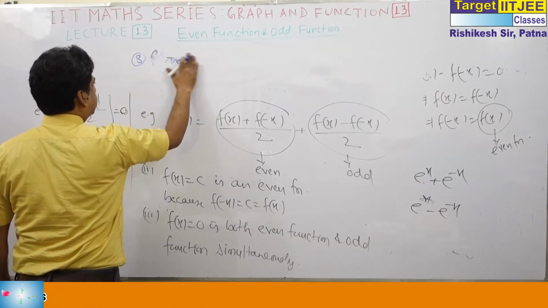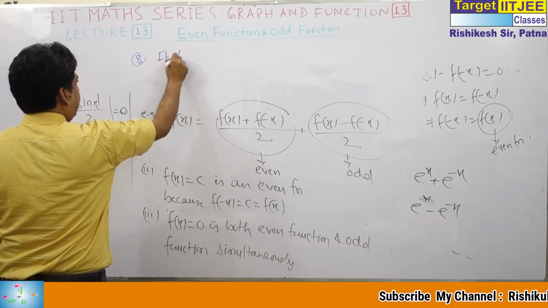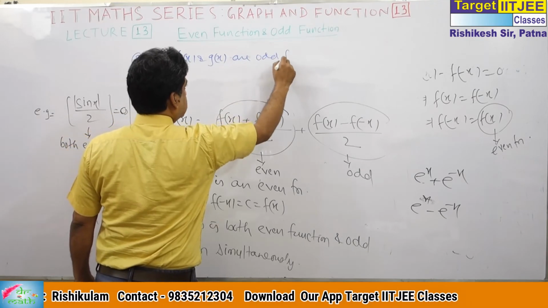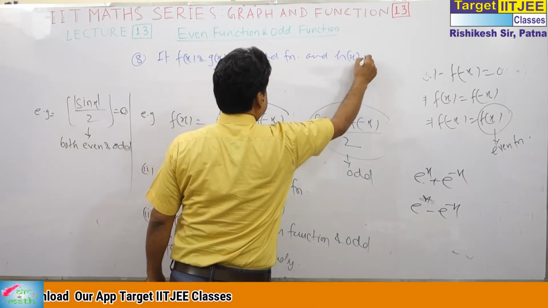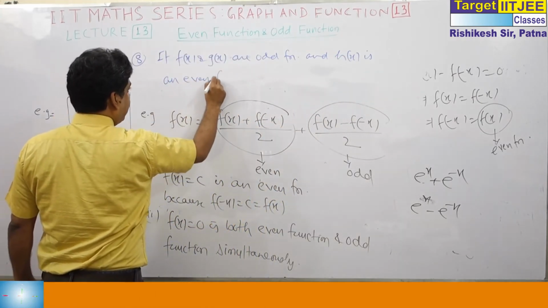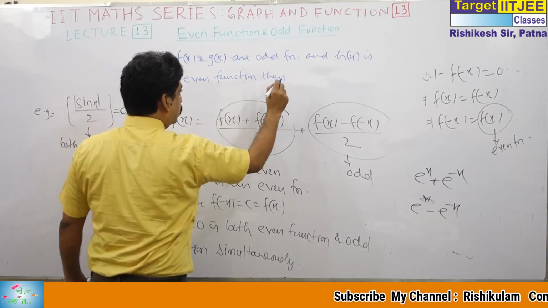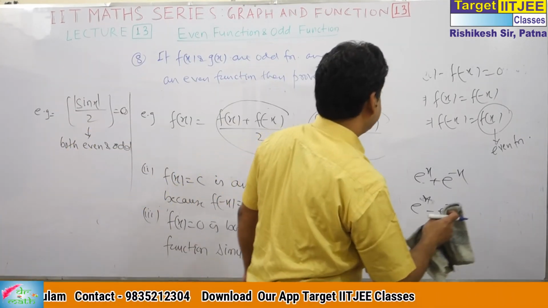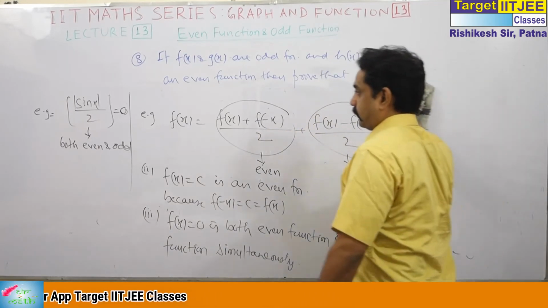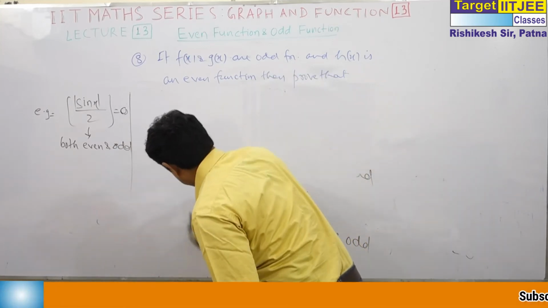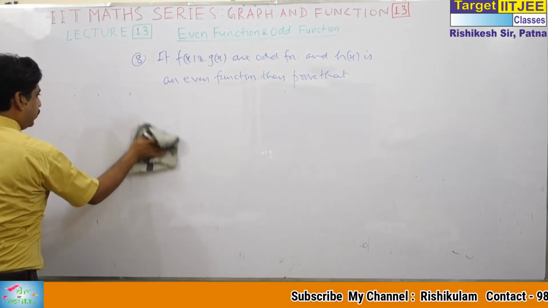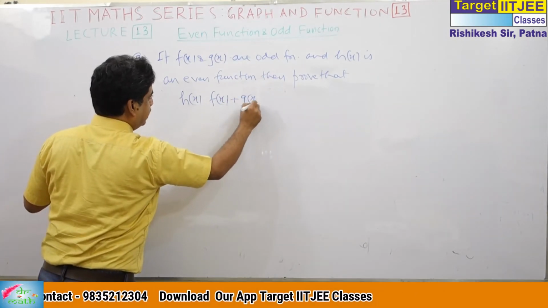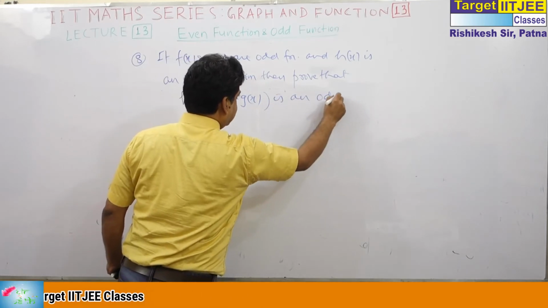Prove this. If f(x) and g(x) are odd functions and h(x) is an even function, then prove that h(x) into f(x) plus g(x), bracketed, is an odd function.